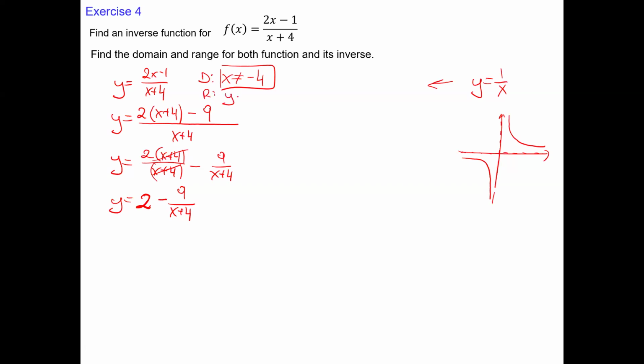The range is all of the numbers, but not 2, because this value will never be 2, since this fraction is never 0. And since it's plus 2, we're shifting 2 units up. Since this function is not defined at negative 4, we will have a vertical asymptote shifted 4 units, and plus 2 means we're shifting the horizontal asymptote to 2.